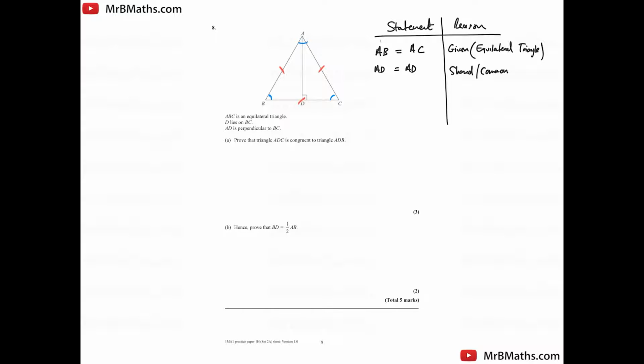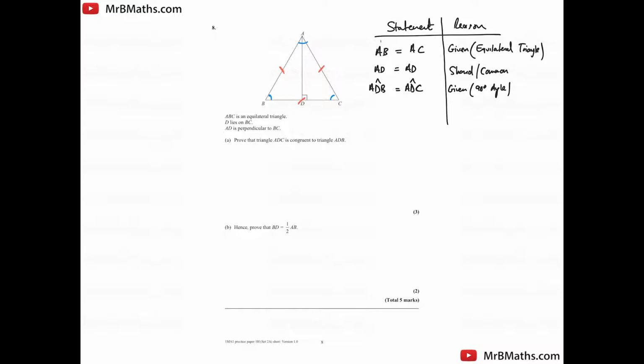And then I can say that angle ADB equals angle ADC. And that is given initially. Then you can put 90-degree angle.